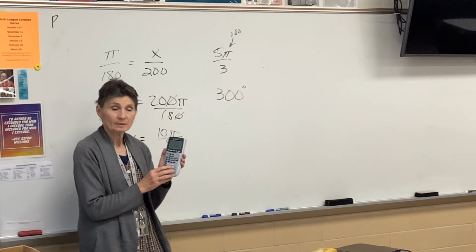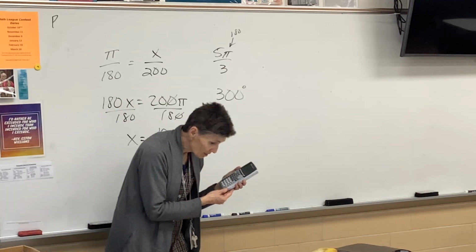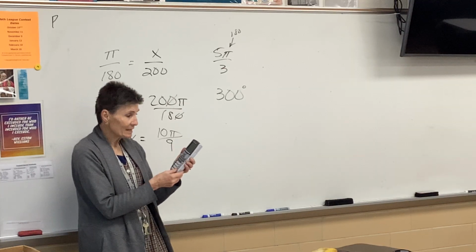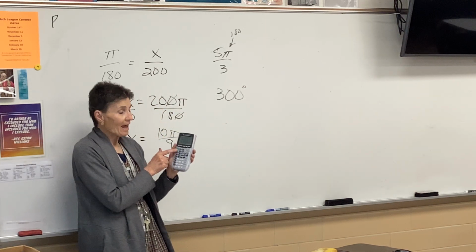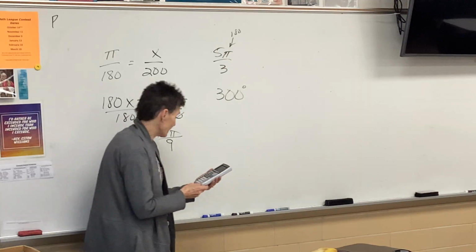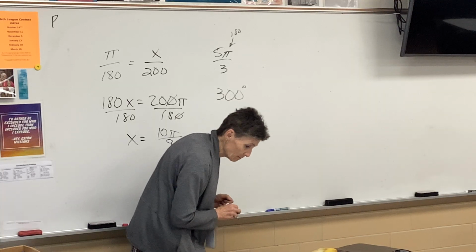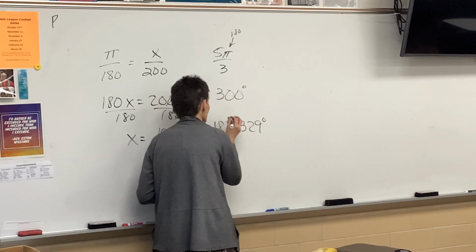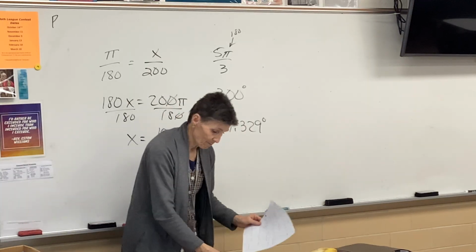So 187, second apps degree, 19, second apps minute, and 46, alpha plus gives me my seconds, and I got 100. It says round to the nearest thousandth, so 187.329. So there is my decimal degree for that big number that they gave me.